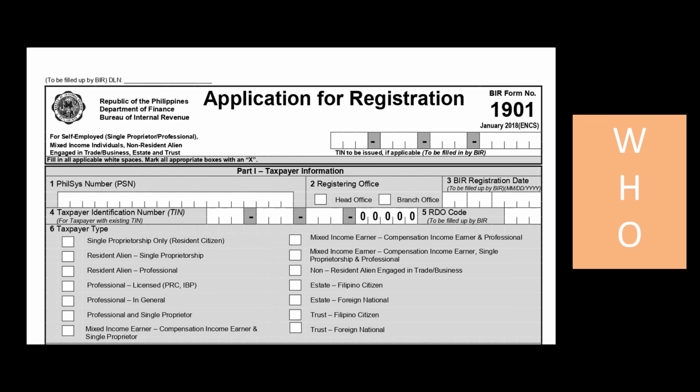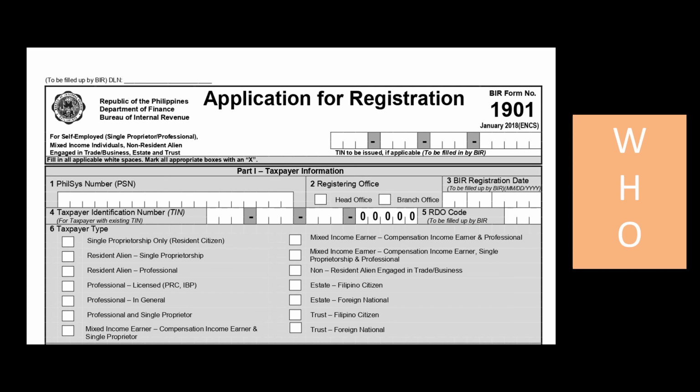For a non-resident engaged in trade or business, yung mga kapatid natin na Bombay, let's not be racist, let's call them Indians, who are having lending businesses here in the Philippines. And then the, as I mentioned earlier, the estate of a Filipino citizen, and then the trust of a Filipino citizen.